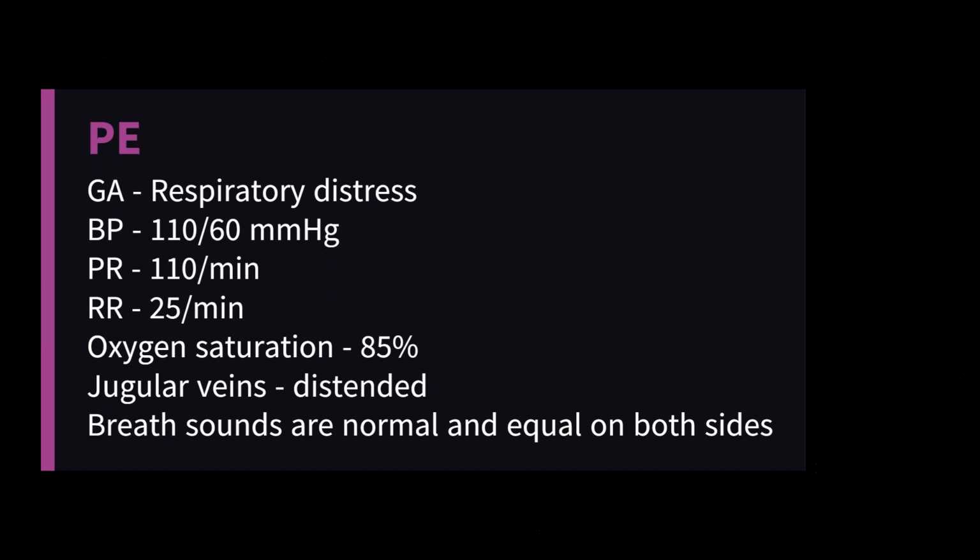On examination, he appears in respiratory distress. Blood pressure is 110/60. Pulse rate is 110 per minute, and respirations are 25 per minute. Oxygen saturation is 85% on room air. The jugular veins are distended. Breath sounds are normal and equal on both sides.